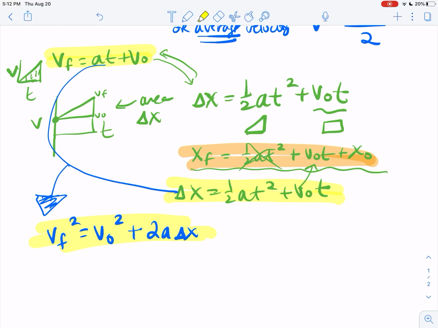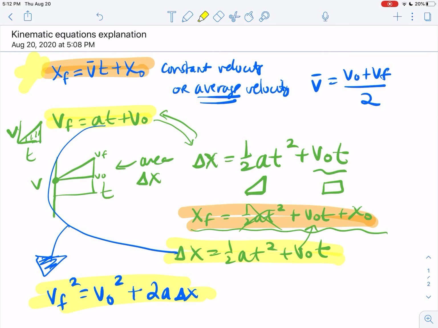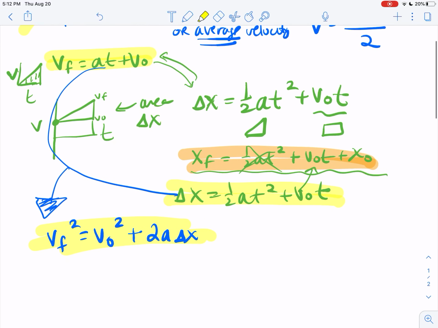All right, so those are kind of the big three that we'll use, these yellow highlighted ones. These are the major ones we're going to use. This orange one up here would be for average velocity or constant velocity. And you can also use this one if the velocity is constant, because then that acceleration term is just going to go away. So those are the three major ones, and then you just have to basically write out your givens, which I'll show you in the next equation, and then pick out what's the best one to solve.